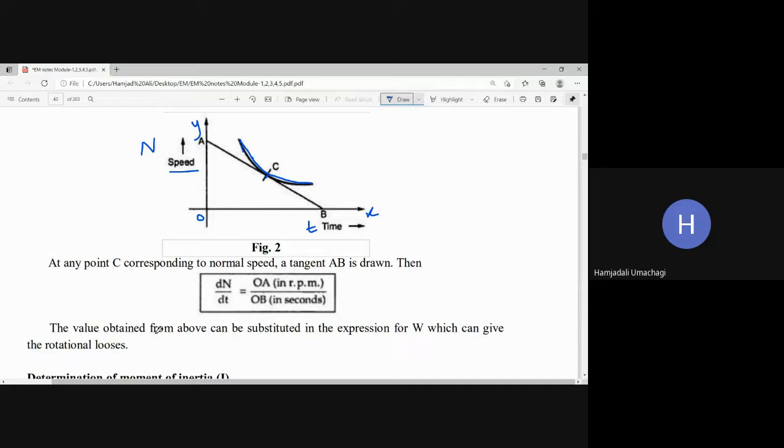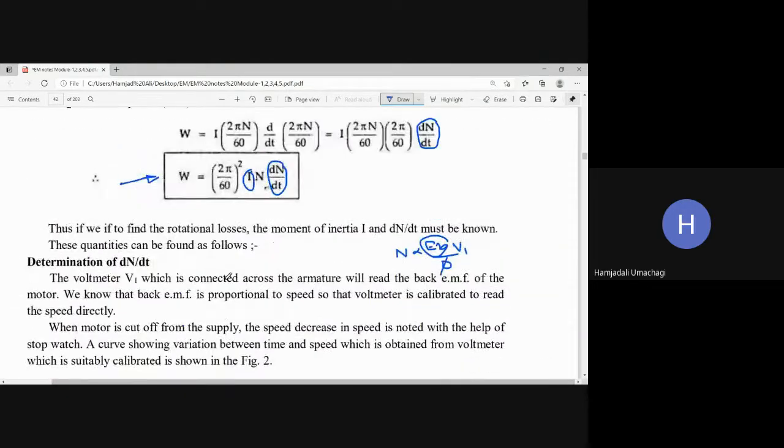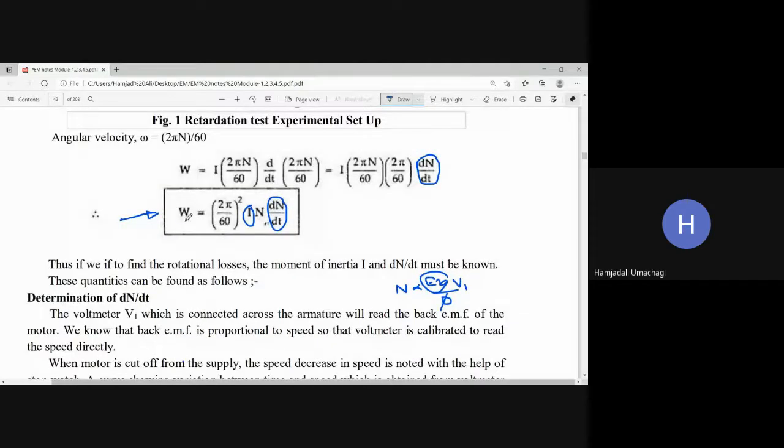Thus, the value obtained from the above can be substituted in the expression for stray loss or the rotational loss, which can give the stray loss. So after calculating this dN by dt using this graph, we are going to substitute it in this equation in order to get the stray loss or the rotational loss. So what is remaining now? Here we have estimated the dN by dt value, and there is another thing we should calculate now.